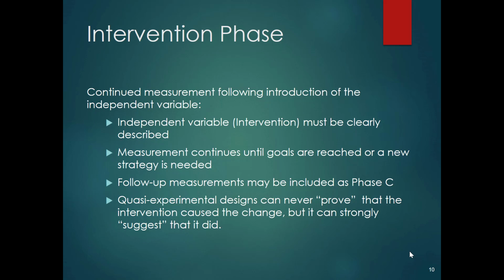In the follow-up phase, the client demonstrates that he or she can maintain the changes made without assistance from the social worker. So the quasi-experimental design can never prove that the intervention caused the change, but it can strongly suggest it did. Because with the quasi-experimental design, it's basically you have the baseline, then you introduce the intervention, and then you also collect data after the intervention. So you cannot prove that the intervention caused the change, but it can strongly suggest that the intervention did if you see a change at the end.